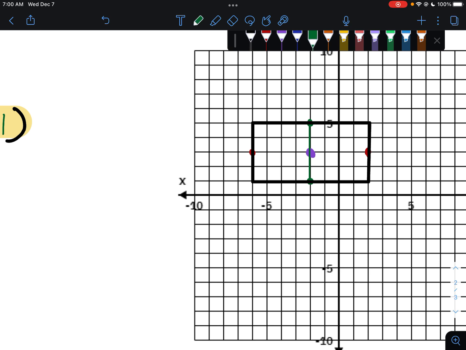Then I'm going to connect the diagonals, diagonal to diagonal, to get my asymptotes. Again, I'm not going to make you find the equations of these asymptotes, but there is a way to do it.